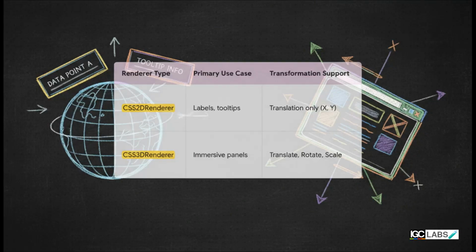And you've really got two main flavors here. The CSS 2D renderer is perfect for simple stuff, like labels or tooltips that you always want facing you. Think of a name tag floating over a character in a game. It only cares about position. But then you have its big brother, the CSS 3D renderer. This thing is way more powerful. It can do full 3D rotations and scaling, which means you can build entire interactive panels that feel like they're actual surfaces inside your 3D world.